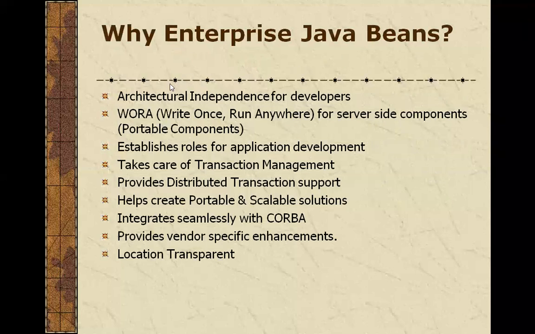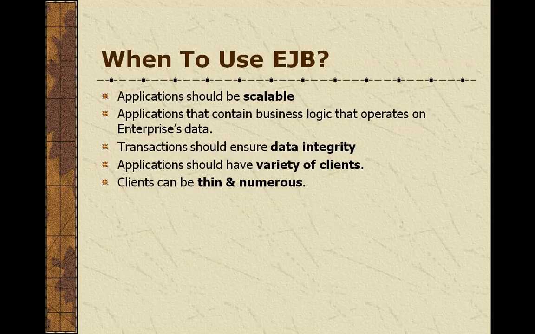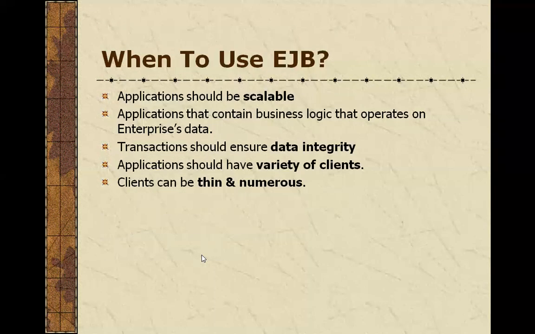What is the benefit of EJB? Architectural independence for the developer. Write once, run anywhere. Server-side component. Very important: it stabilizes the role for application development, takes care of transaction management, provides distributed transaction support, helps create portable, scalable solutions, and integrates seamlessly with CORBA, the common object request broker architecture. These architectures were present in the past to deal with all the component levels. It provides vendor-specific enhancements and location transparency.